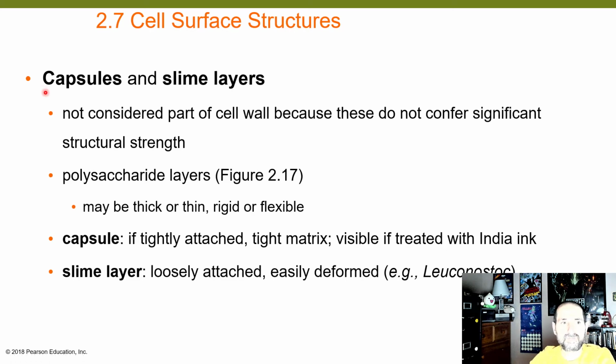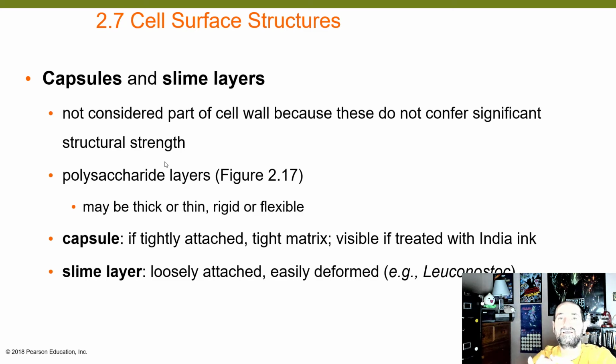Let's continue on with our tour of the prokaryotic cells. So here we're talking about capsules and slime layers. Together they're known as glycocalyx. The glycocalyx. These are not considered part of the cell wall because these do not confer significant structural strength, although they are on the surface of the cell.